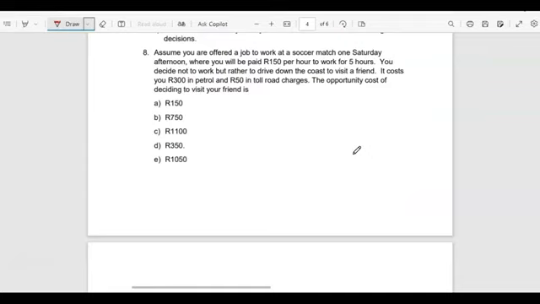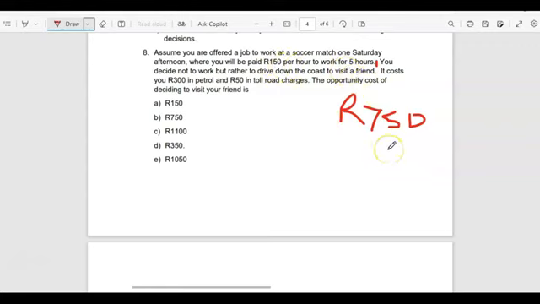Assume you're offered a job at a soccer match on Saturday. You're paid 150 Rand per hour for 5 hours. So total that'd be 150 times 5, so 750. So basically, if you went for the job, you would have gotten 750. But then your friend, which you shouldn't do this, decided not to work and drove down, and this is the cost to your friend. Now it's a trick question, right? Everything over here on the right, you don't need it. Now the answer would be 750, only this 150 times 5.